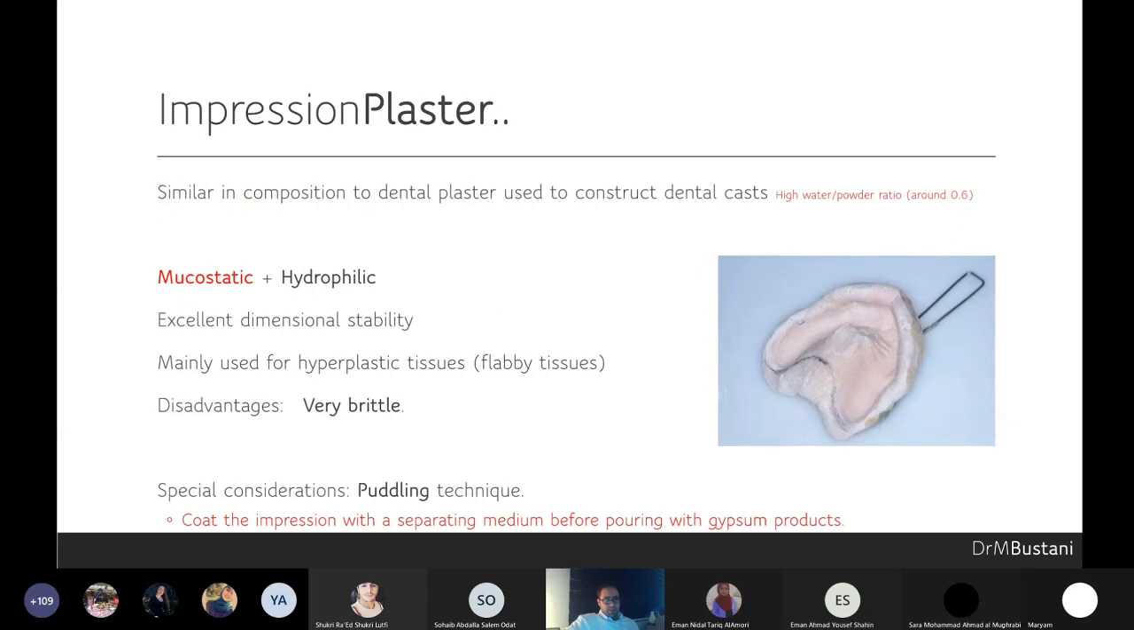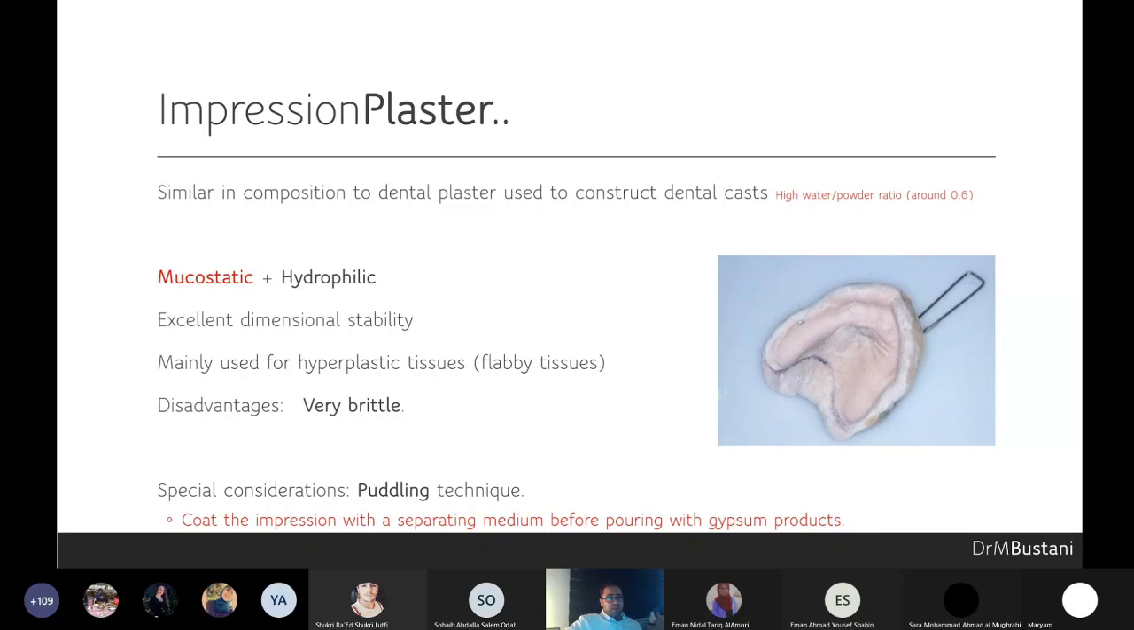The third material is impression plaster. Impression plaster is the same material that is used to make the cast itself, which is made out of gypsum, but the ratio between the water and the powder is a little bit different. We have a high water to powder ratio, while when we pour the cast, it's almost 1:1. Here it's 0.6.